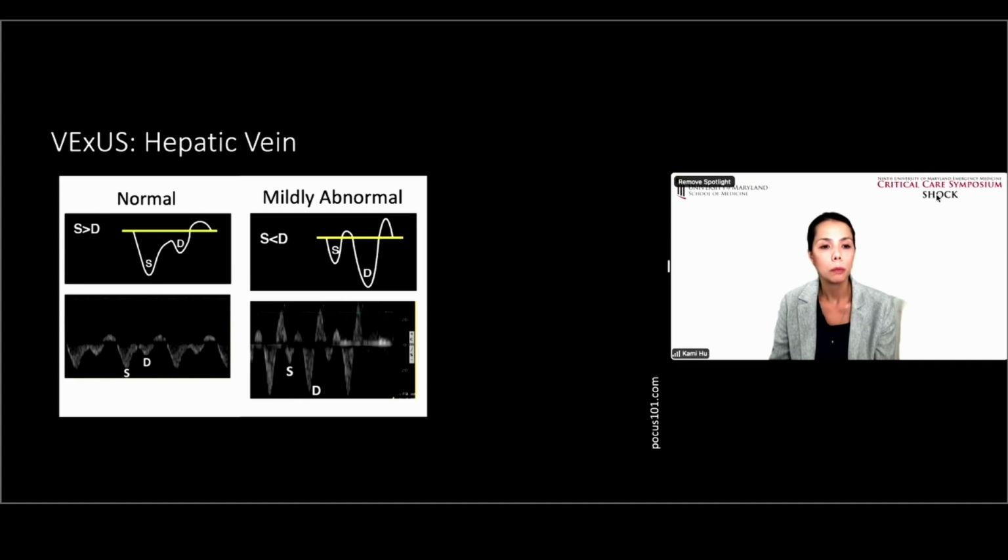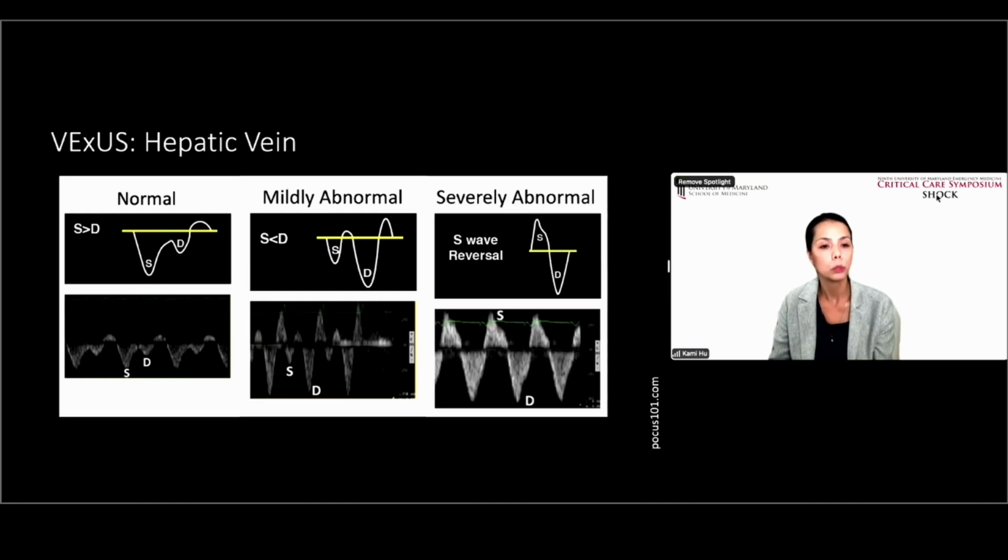When they're mildly abnormal, perhaps some mild congestion, mild overload, nothing too crazy, you'll start to see a reversal of that systolic and diastolic wave to where the diastolic is now larger than your systolic. When you get severely abnormal and you have lots of congestion, you'll see a complete reversal of the S wave, where you now see it above the baseline and the diastolic is below.